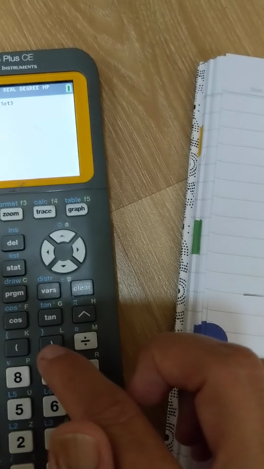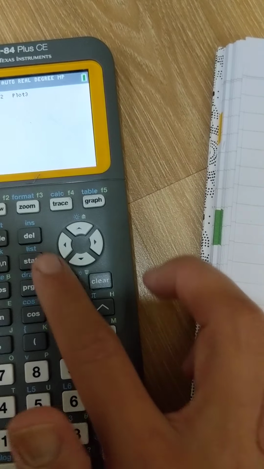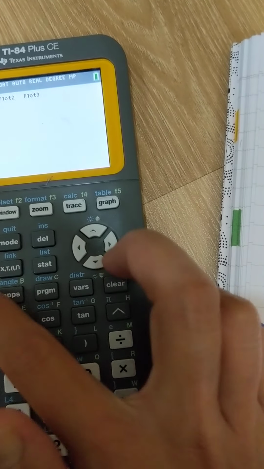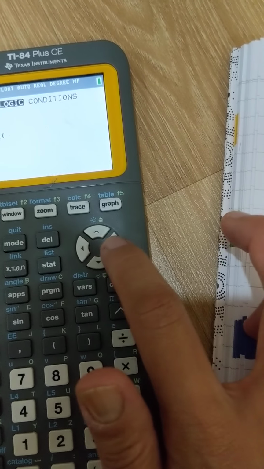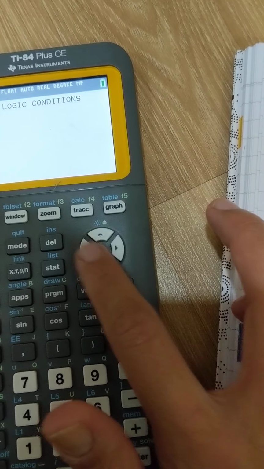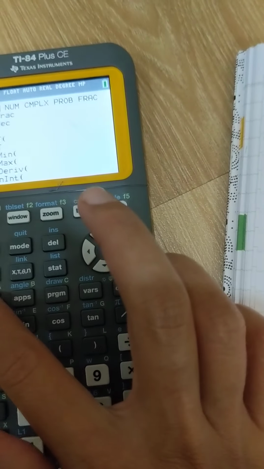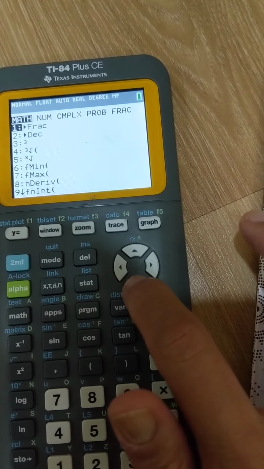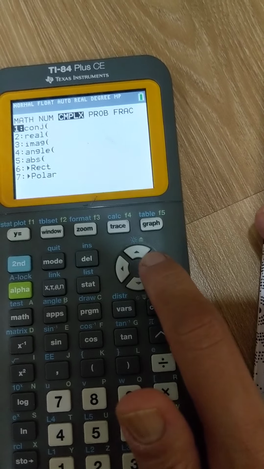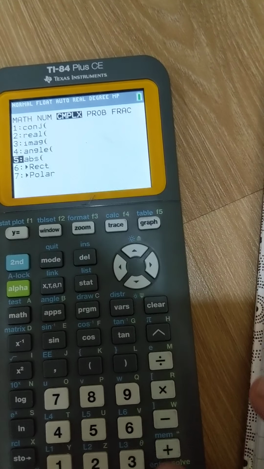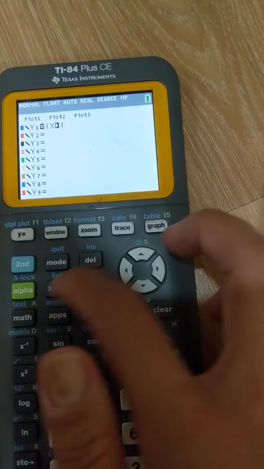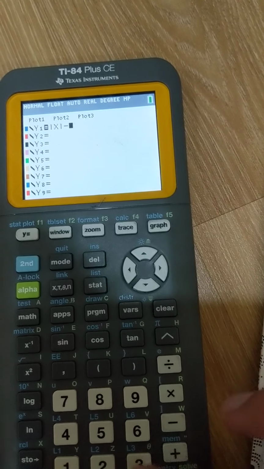I think it's under second. Where's math? No, it's under just math. And then you can just see me look through this. There it is, absolute value. It is under math.